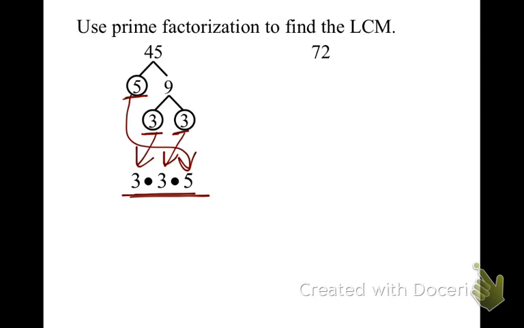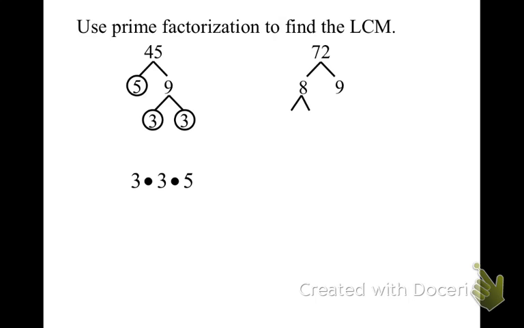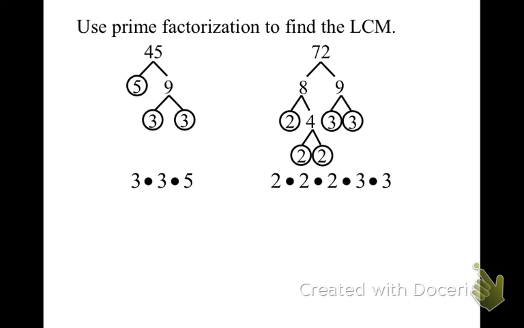Now let's worry about 72. So 72, I break it apart. I get 8, and I get 9. 8 I know can be broken apart into 2 and 4. 2 is a prime, so let's circle it. 4, I can break it down into 2 and 2, both primes, so I circle. Then 9 can be broken down into 3 and 3. And then all your prime factors, oh sorry, don't forget to circle them, and all your prime factorizations should be there. So don't forget to remember, guys, we're looking for primes. So all these are prime numbers.